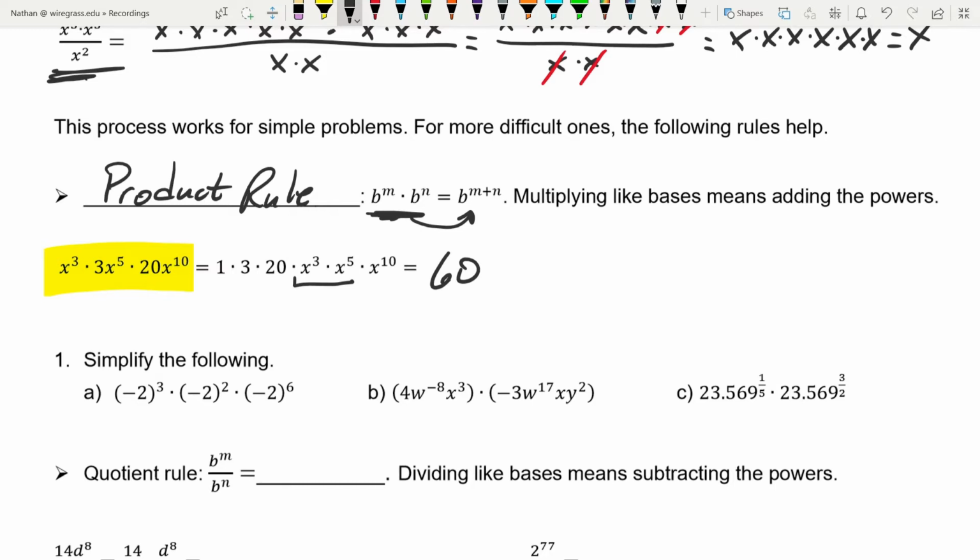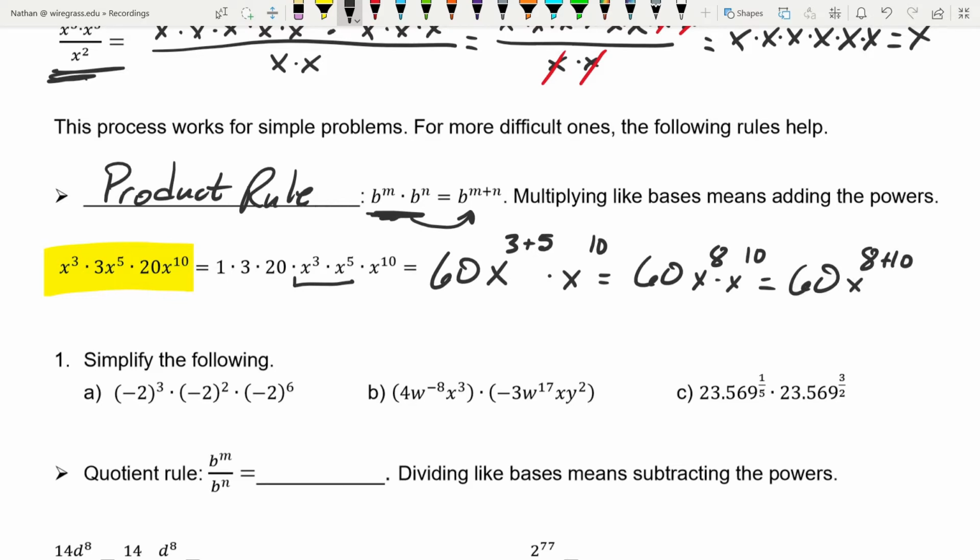If you were to multiply this whole thing out, it's just like in the previous problem that I showed you. X cubed times x to the 5th. There's 3 of them in the first, there's 5 of them in the second. They're all multiplying, so there's going to be 8 total. That's the same thing as saying x to the 3 plus 5. Of course, 3 plus 5 is 8. And now we can take care of the last two, 8 plus 10, and that gives us x to the 18. Of course, I wouldn't do this in this step-by-step process.